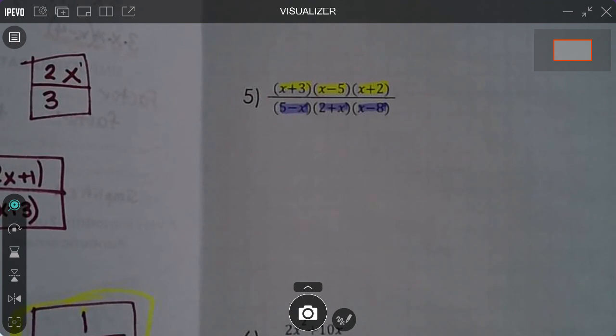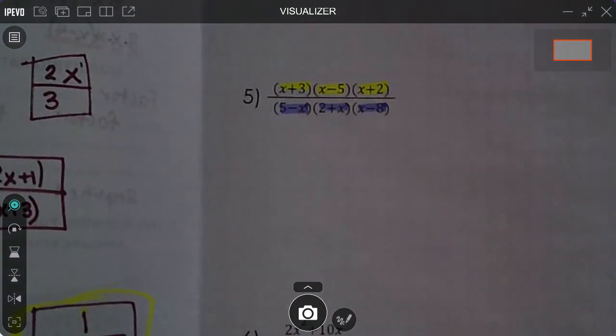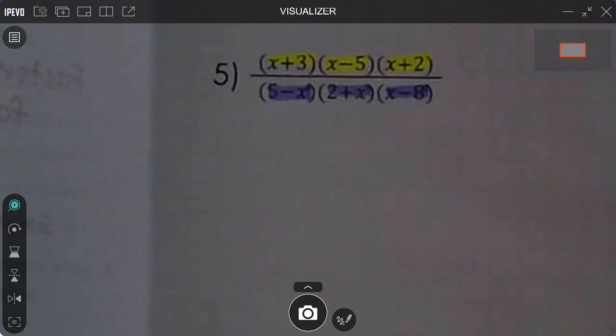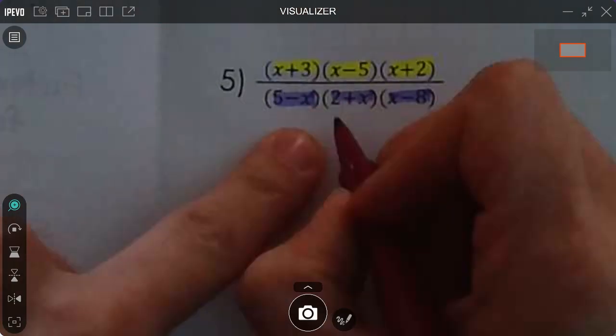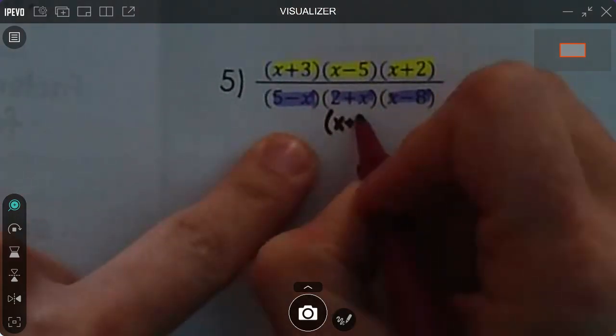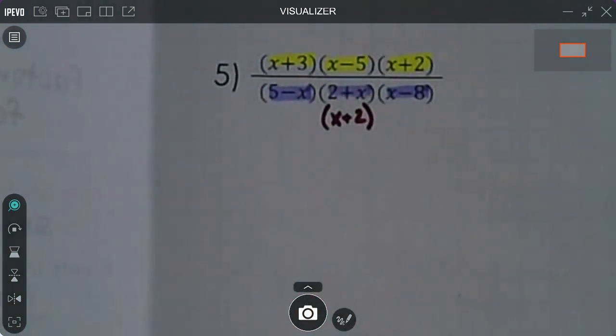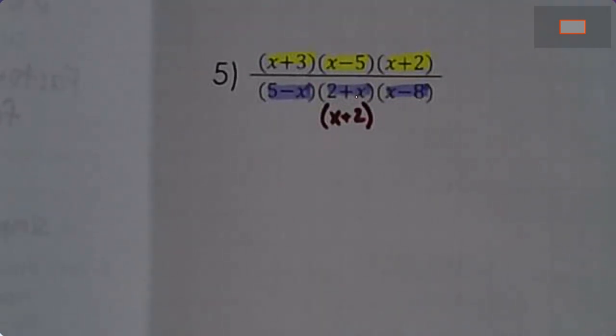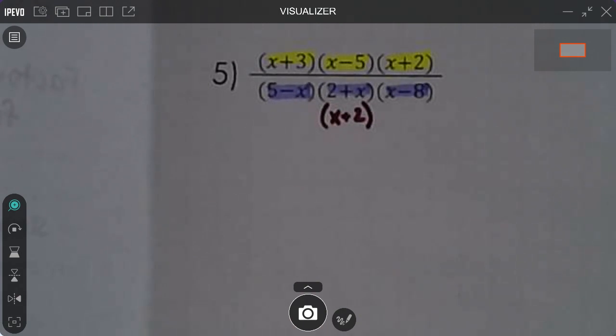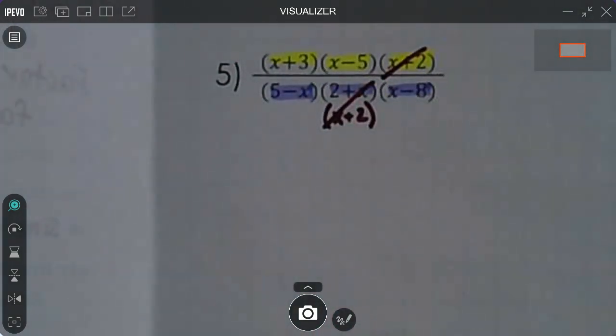Do you see any factor in yellow and in purple that are identical? Yes. 2 plus x. Okay, so can I say that this is also x plus 2? Oh, and x minus 5 and 5 minus x. Are those identical? Think of the value. When I say identical, if I have 3 minus 5 and 5 minus 3, are those the same values? No. But if I have 3 plus 2 and 2 plus 3, are those the same values? So can I cancel these two out? Yes. Okay. So I can cancel those. Those have the exact same value.